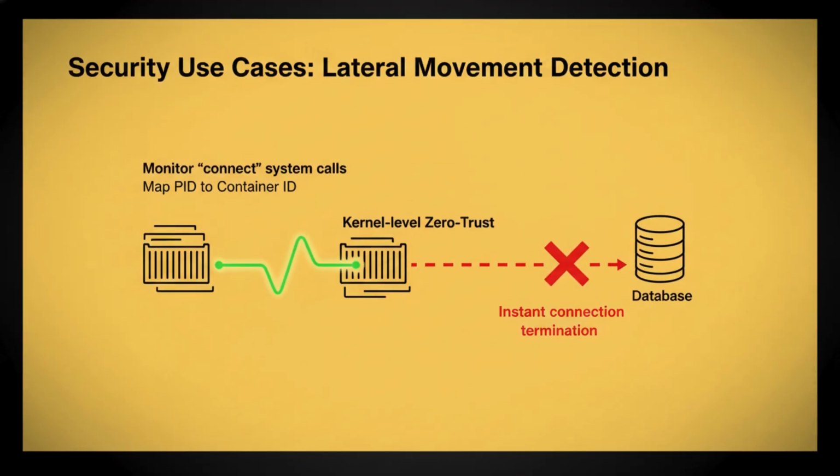How does this look in practice? Consider lateral movement detection. In a microservices environment, we can use eBPF to monitor every connect system call. We can cross-reference the PID, the container ID, and the destination IP against an allow list in a BPF map. If a service tries to reach a database it shouldn't access, the eBPF program can instantly trigger an alert or even kill the connection at the source. This provides a zero-trust enforcement layer that operates at the kernel level, making it nearly impossible for an attacker to bypass by simply compromising a user space process or container.